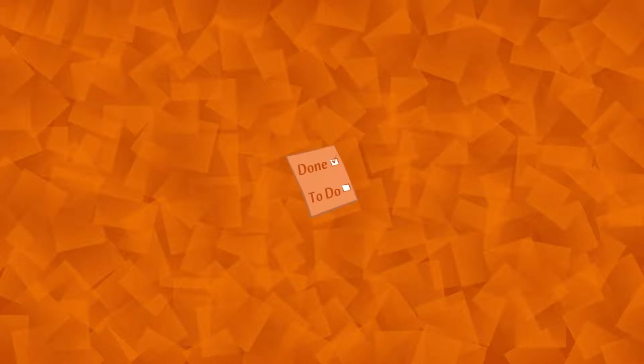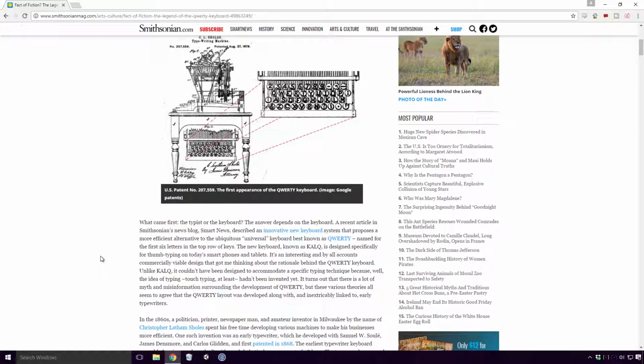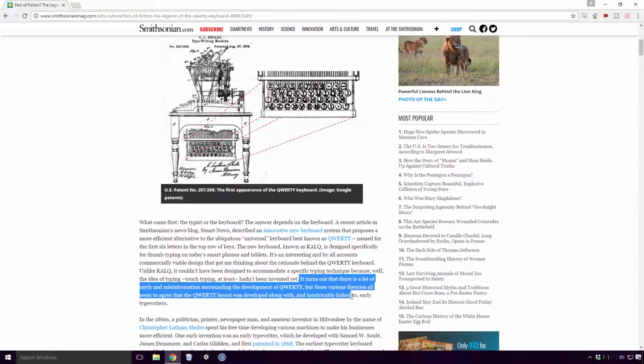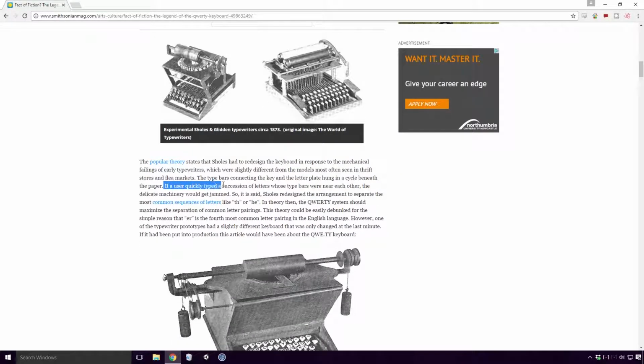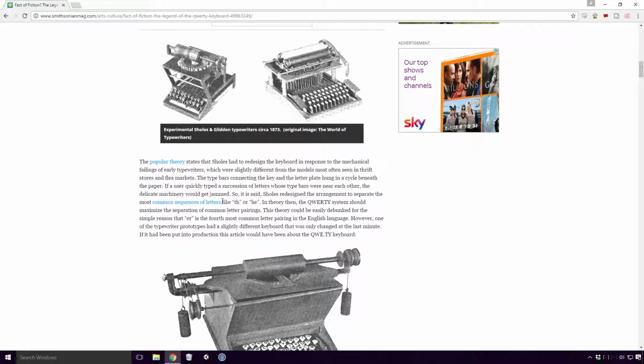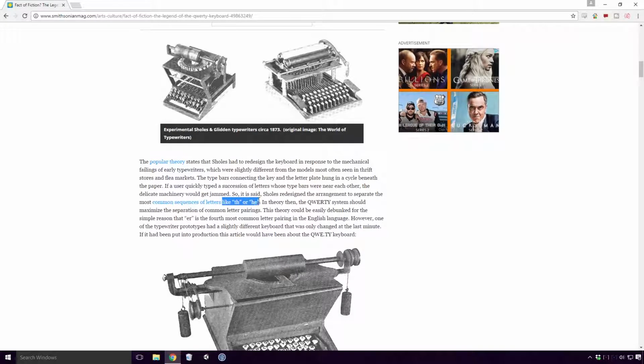Super, but apparently this is a complete myth, or at least a supposed half-truth. According to an article on smithsonianmag.com, it turns out that there is a lot of myth and misinformation surrounding the development of QWERTY, but these various theories all seem to agree that the QWERTY layout was developed along with and inextricably linked to early typewriters. The popular theory states that Sholes had to redesign the keyboard in response to the mechanical failings of early typewriters. If a user quickly typed a succession of letters whose type bars were near each other, the delicate machinery would get jammed. This is describing the information on Wikipedia and goes on to mention the TH argument.